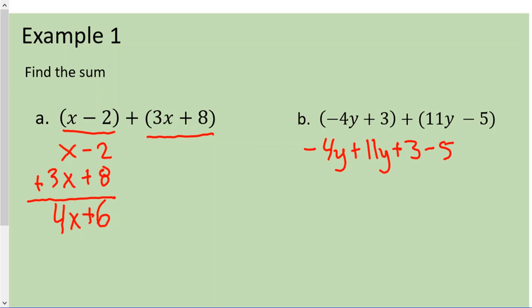Now we've organized the two expressions with the like terms next to each other, and we can add them up. Negative 4 plus a positive 11 gives us a positive 7y, and positive 3 minus 5 gives us a minus 2. Now we have no more parentheses and no more like terms, so this one is simplified. Make sure you have both of these examples written down in your notes before you move on in the video.